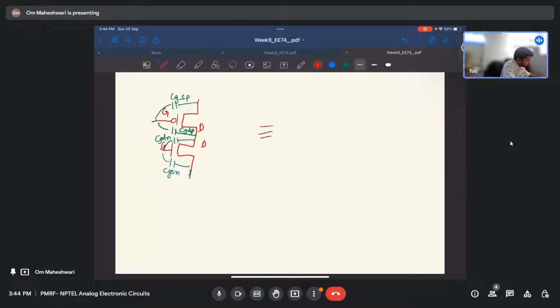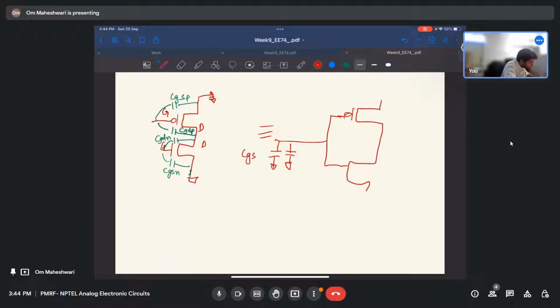So if we resolve this, what will we get? At its gate, this will be virtually ground for small signal. This is also ground, so we can directly take at the gate. Let me draw a common gate. It is inverted. So at the gate we will get CGSN and CGSP. Now these drain capacitances, since they have input and output, can be resolved by the Miller theorem.